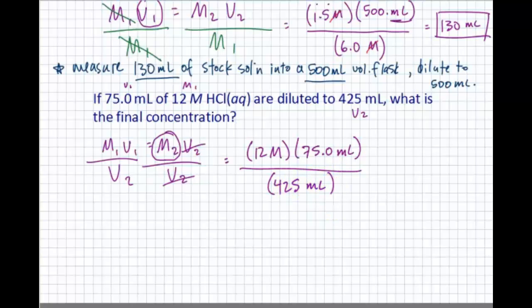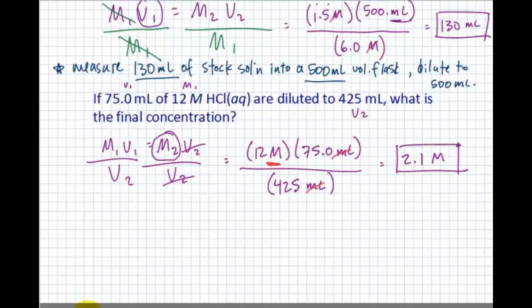milliliters. Look at the units here, milliliters cancel, leaving us with a molarity. We're asking about what is a concentration, so that makes sense. The answer I get on this one is 2.1 molar. Did it go the right direction? We went from 12 molar to start with down to 2.1 molar. The concentration decreased as we did the dilution. That's exactly what should happen.